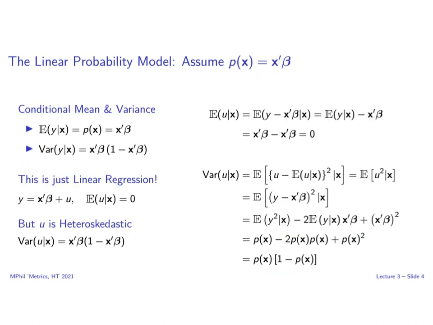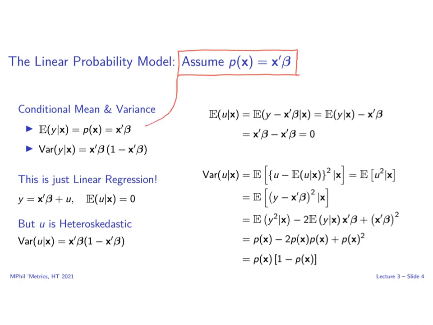The first model that we'll consider for a binary outcome is called the linear probability model. This model assumes that p of x is equal to x prime beta, where beta is an unknown vector of parameters. This is really just a linear regression model. The linear probability model is a fancy way of saying if you've got a binary outcome, just ignore it and run linear regression. So let's work out some of the properties of this model.